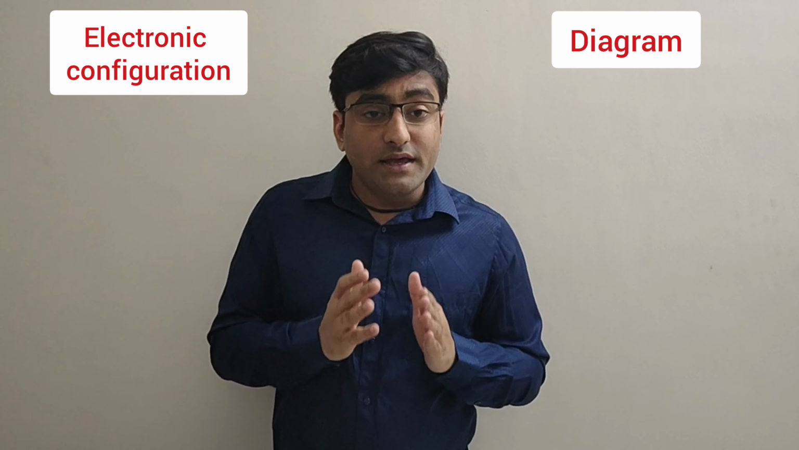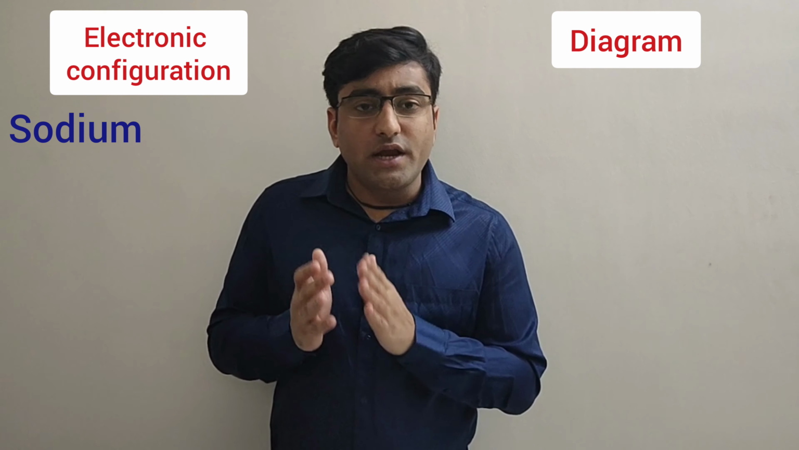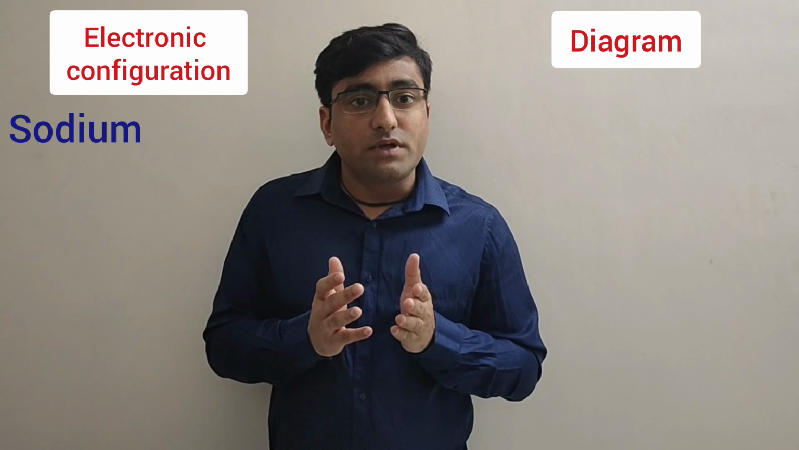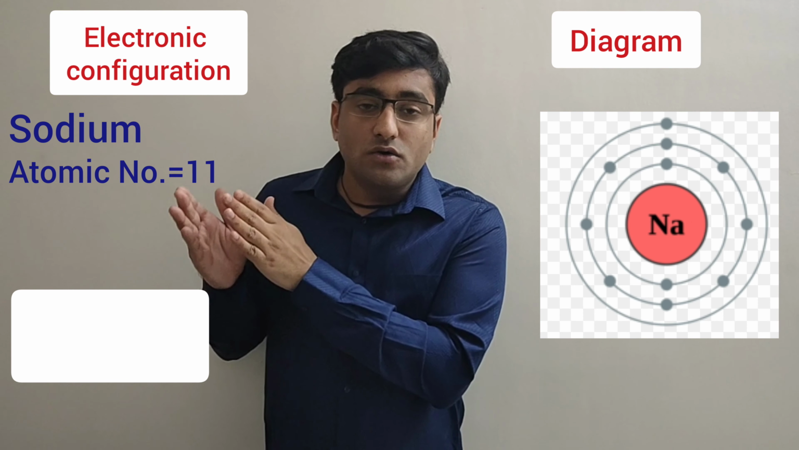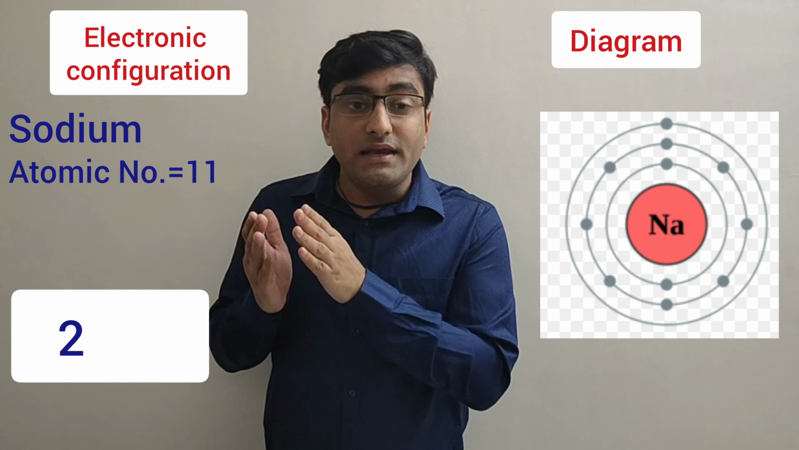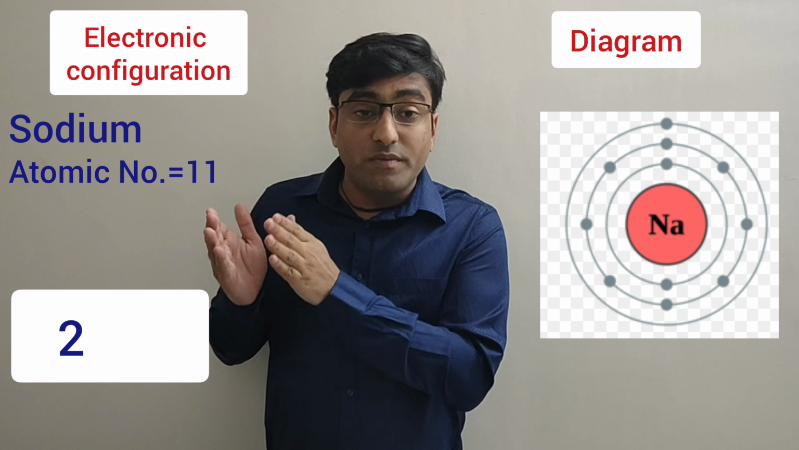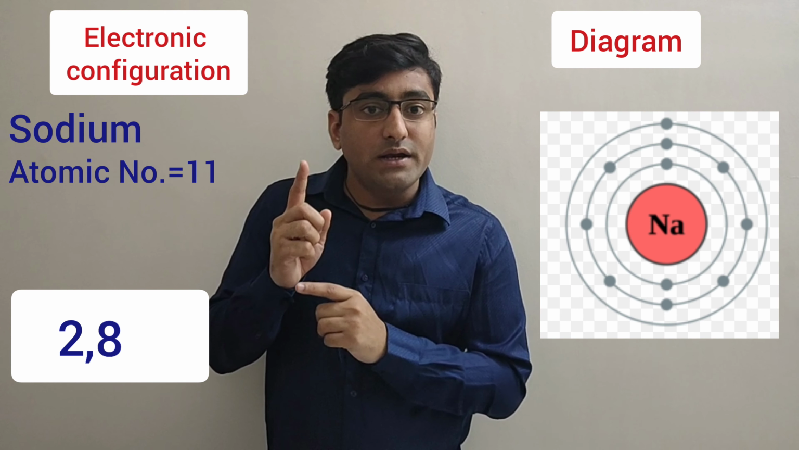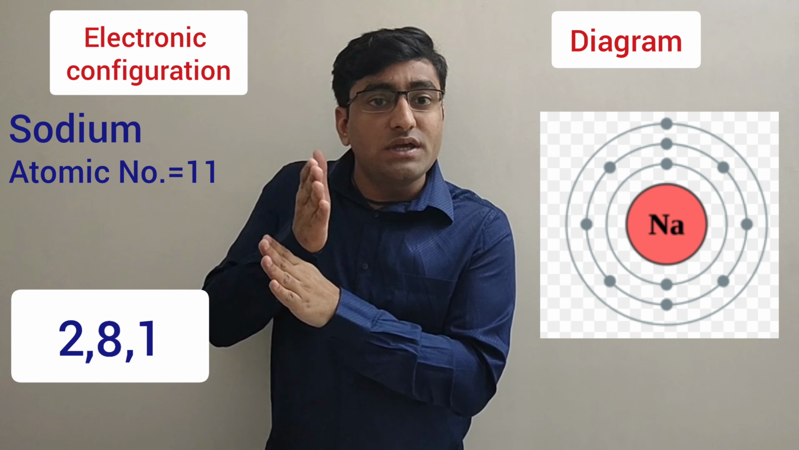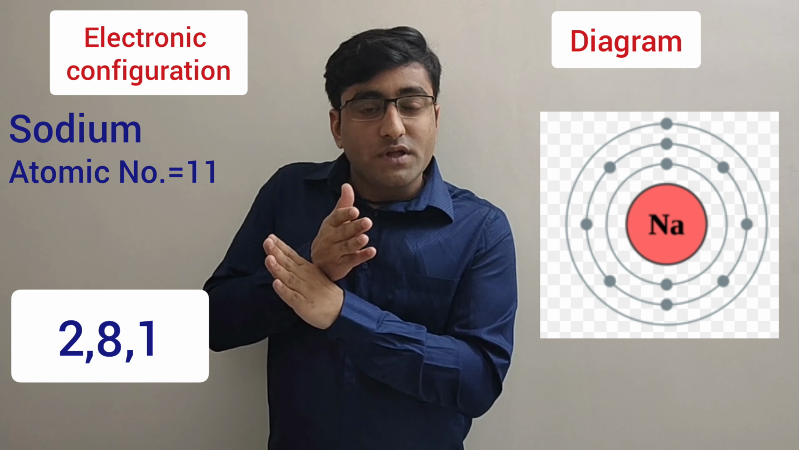Now we will take the example of sodium. The electronic configuration of sodium. Atomic number is 11. So the first orbit will hold 2 electrons. Of the remaining 9 electrons, the second orbit can hold only up to 8 electrons. So the 1 electron which is remaining will move into the third orbit. So the configuration becomes 2, 8, 1.